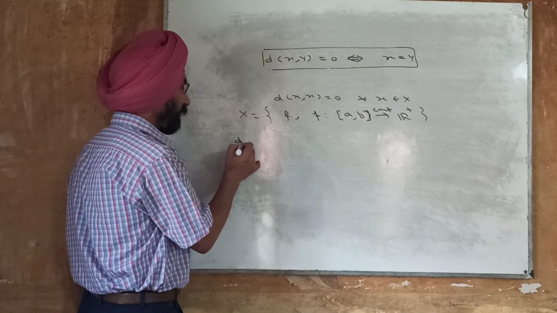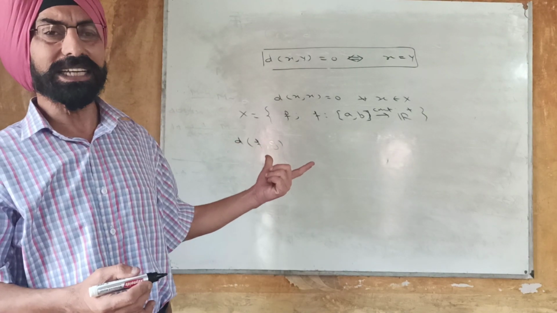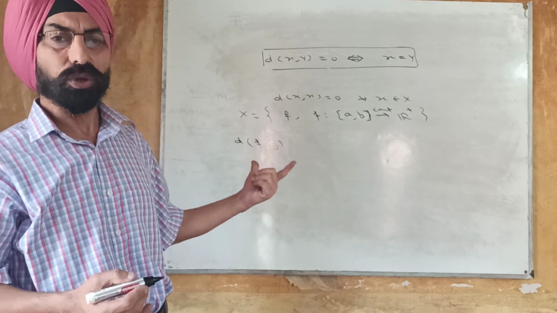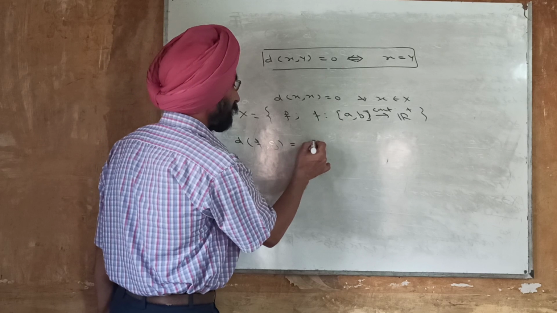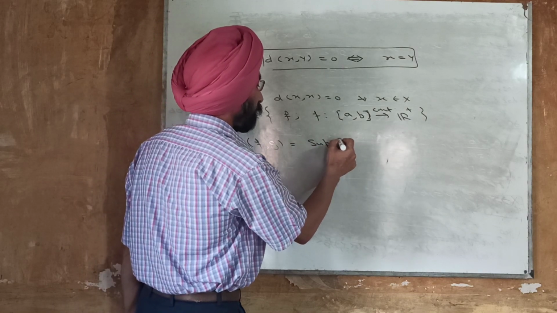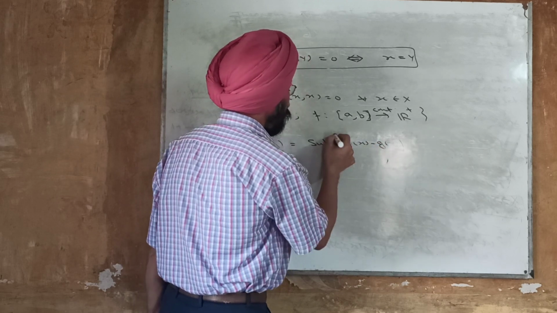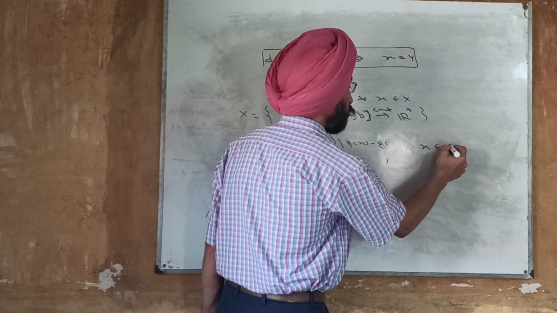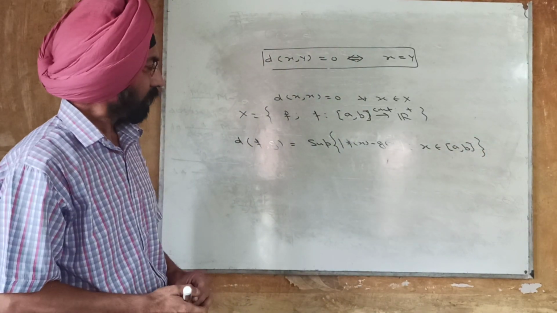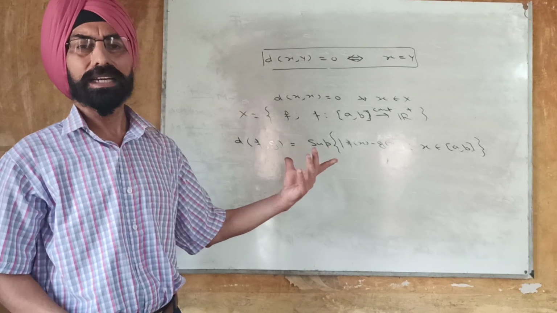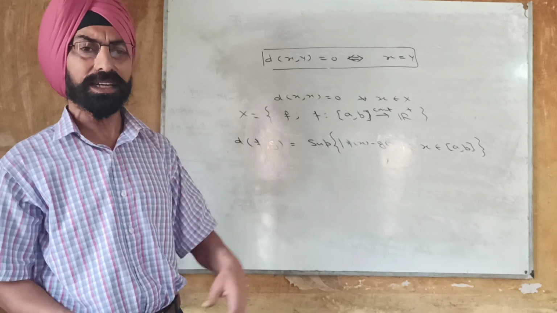For example, if we take d(f, g). I have written f and g because now our set X contains functions. So f and g are the functions now. And I define d(f, g) as supremum of mod of f(x) minus g(x), where x belongs to the domain of the function, that is the closed interval [a, b]. Now this will again be a metric. Take it as an exercise, you can prove that it is a metric.